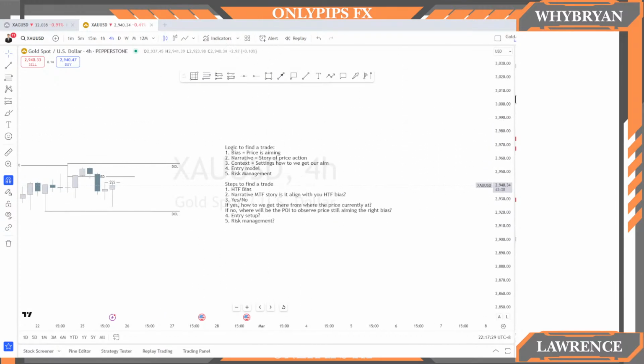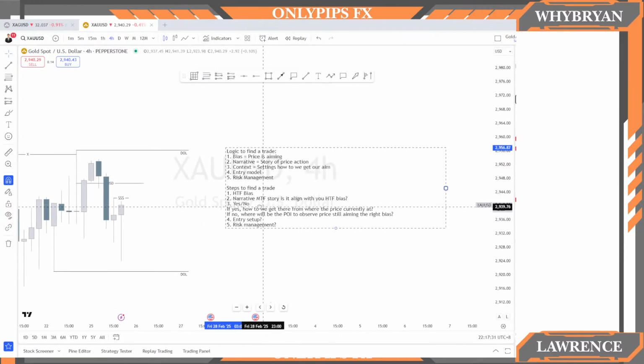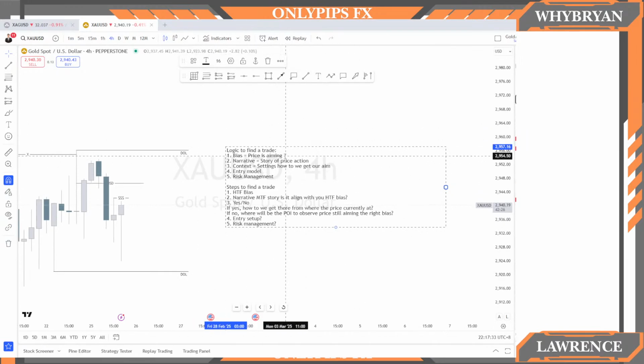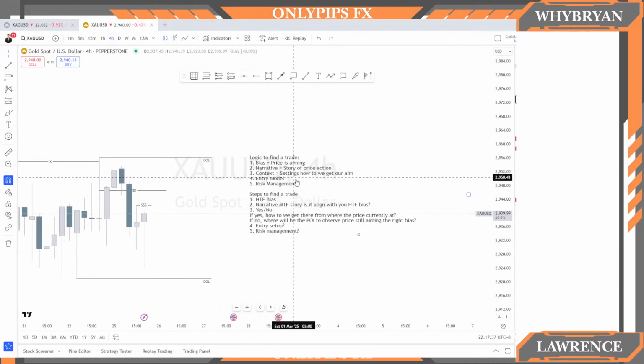So the logic behind finding a trade is that you need a story about it. Why do I say so? First, you need to find a bias, because trading is about the price going up or going down. Is it going to take a buy setup or a sell setup? Am I right? So the bias itself is pretty important, like where the price is aiming.